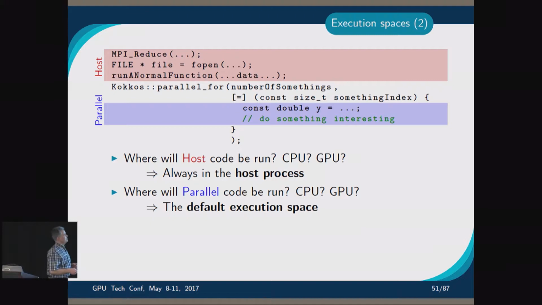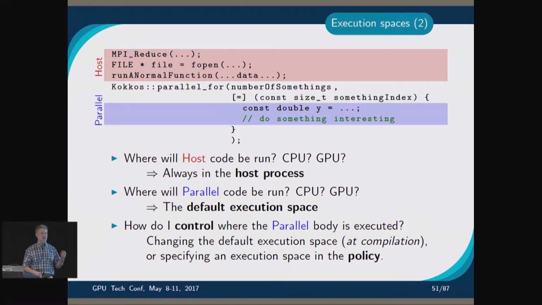It'll always run in the host process. And the parallel code in this case will run in the default execution space unless we say something else. So there's always a notion of a default as to where you want this thing to go unless you tell me otherwise. So how do I tell you otherwise? How do you tell me otherwise? So where the body is executed.